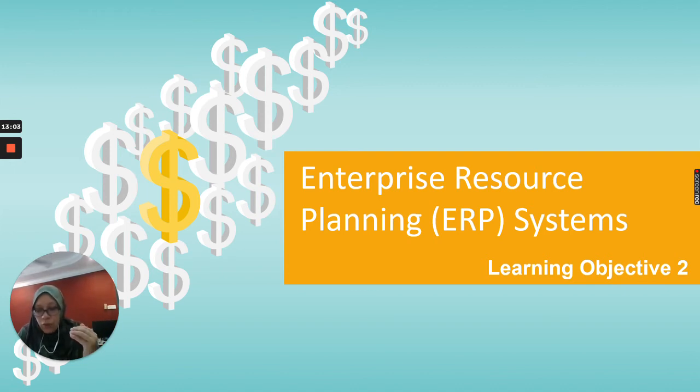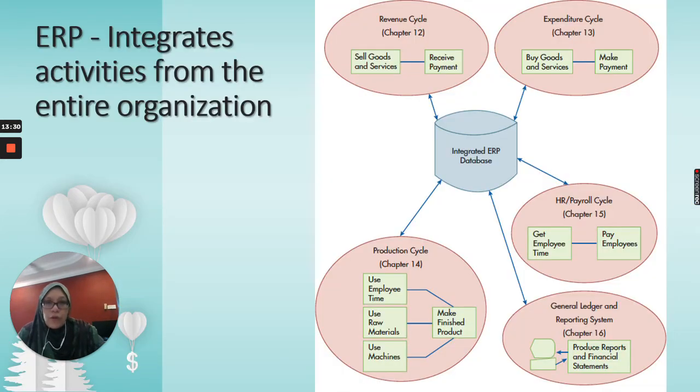Okay, so there is also potentially useful non-financial information that is needed for the management to make decisions. So that's why, to overcome the problem of the traditional accounting information system, they designed the ERP, the enterprise resource planning system. Okay, so the ERP can actually integrate activities from the entire organisation.